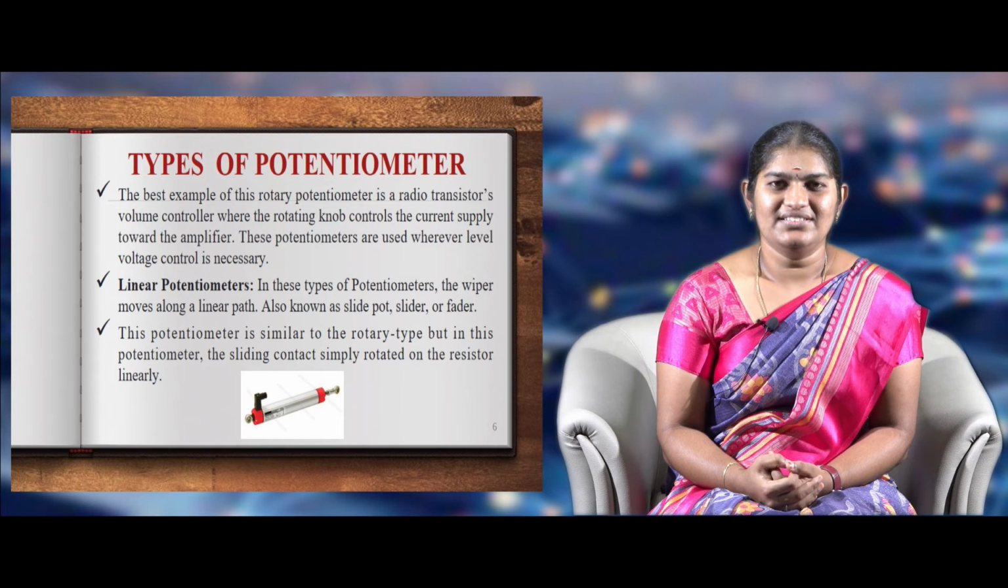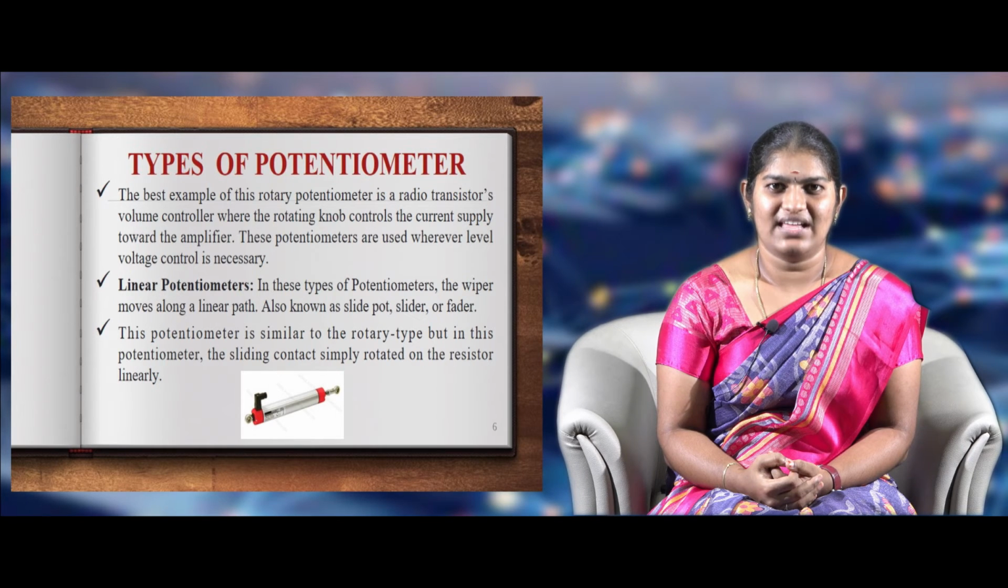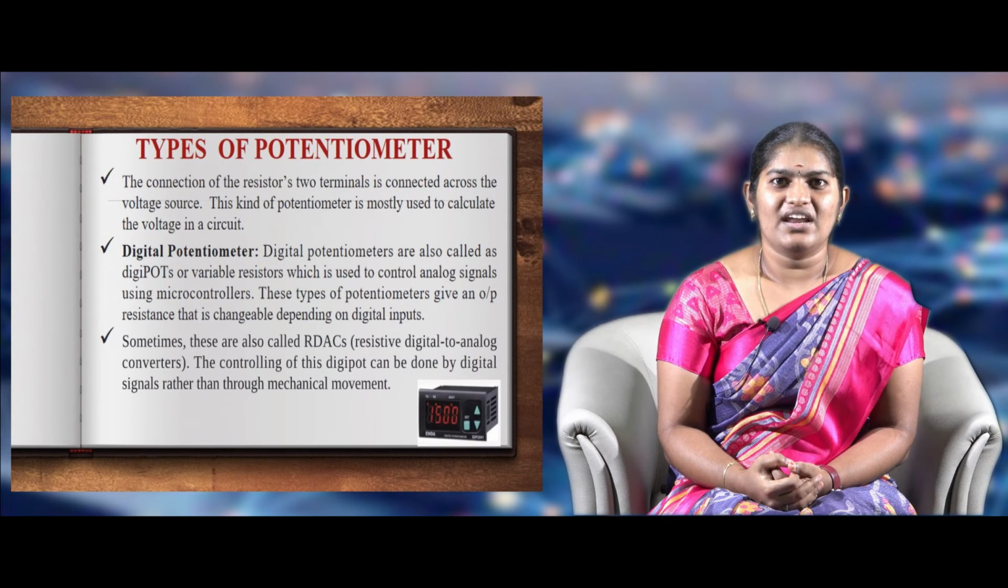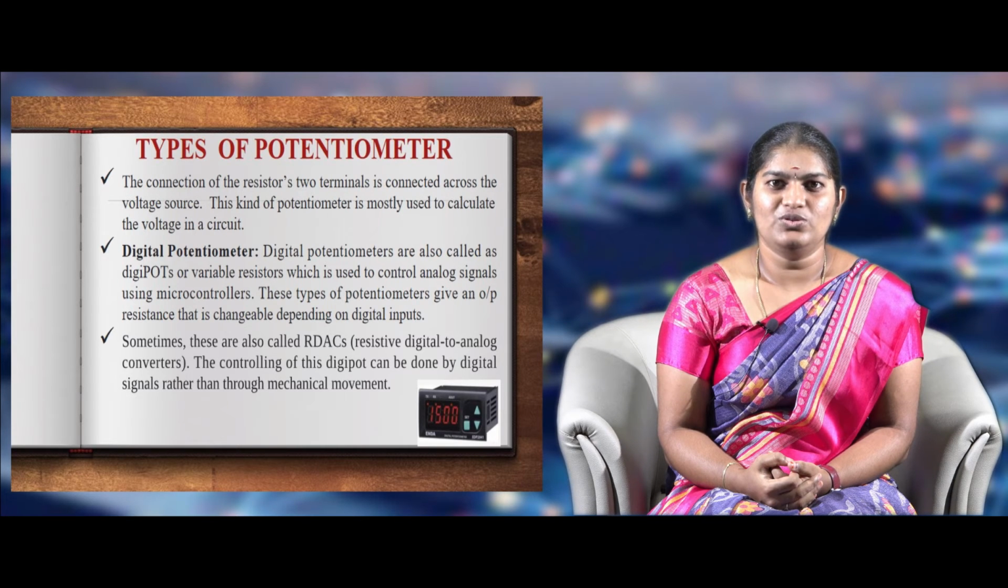Next we are going to discuss the linear potentiometer. In this type of potentiometer, the wiper is moved along a linear path. It is also known as a slide pot, slider or fader. This type of potentiometer is similar to the rotary type, but here the slider slides on a resistor with linear motion. The connection between the two terminals is across the voltage source. This kind of potentiometer is mainly used to calculate a voltage value in the circuit.